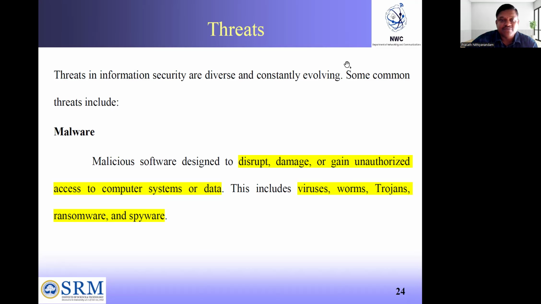The first one is malware. Malware is malicious software designed to disrupt, damage, or gain unauthorized access to computer systems or data. This type of malware includes viruses, worms, trojans, ransomware, and spyware. An example is the WannaCry ransomware attack, which spread rapidly across the globe, encrypting files and demanding ransom payments. So this is one example.